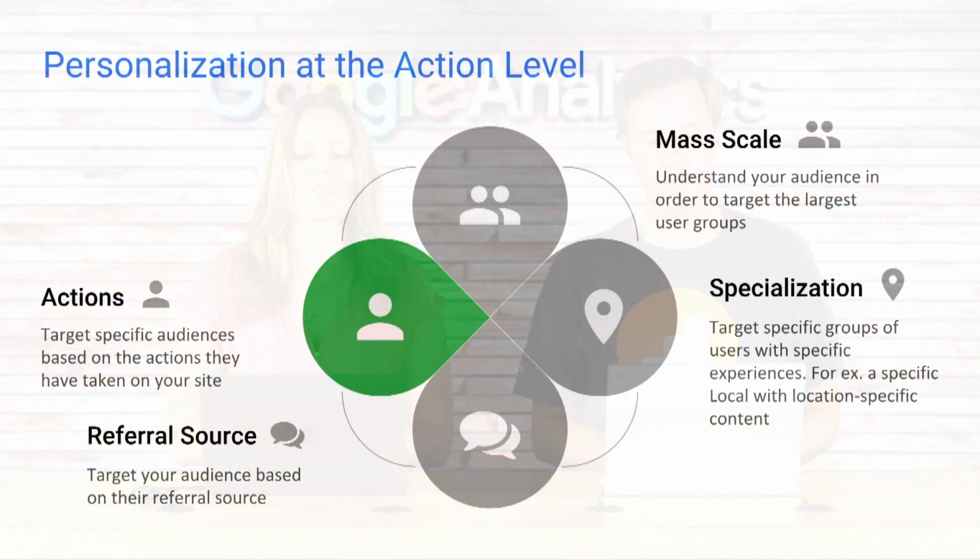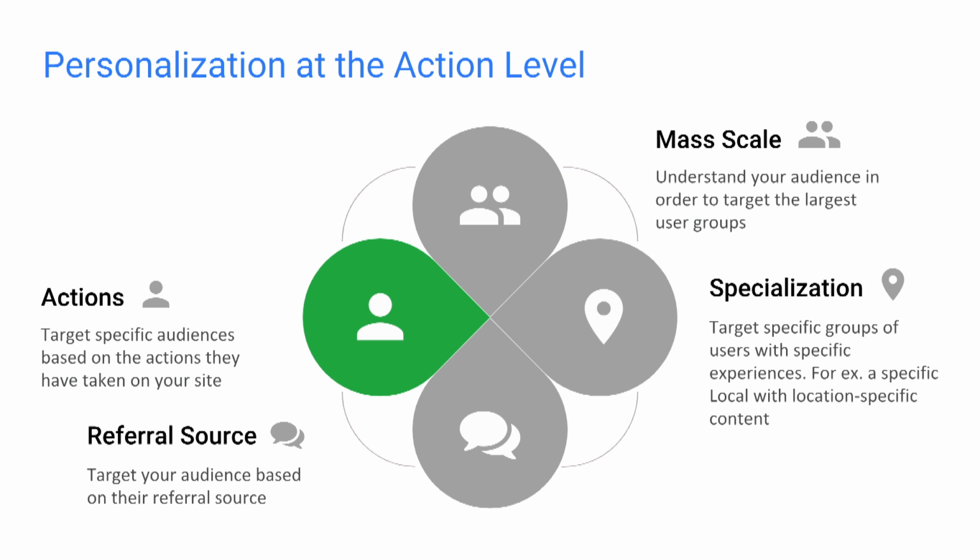Okay, so moving on to our last piece of the maturity model we have here, and that's optimization and personalization at the action level. So this gets even more specific, and we are targeting specific audiences based on the actions they've already taken on your site. This is where we start to get a little bit more into what you might call one-to-one personalization or one-to-many based on the audience size. But let's take a look.